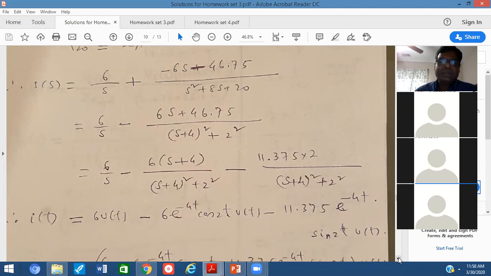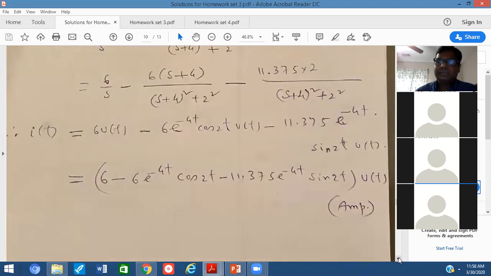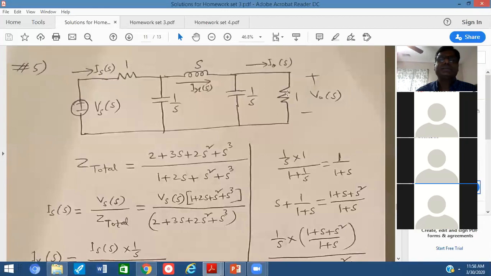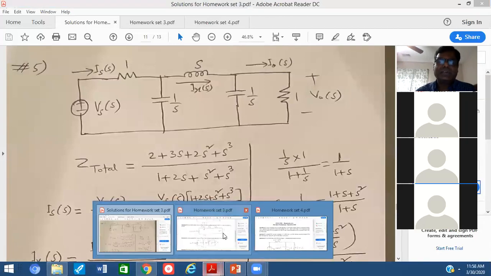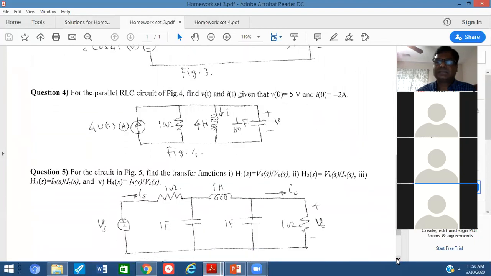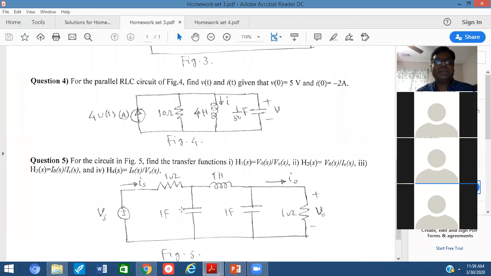Okay, and then moving forward. So this is number 5. This was the number 5 problem. You see the circuit was kind of small numbers, 1 Henry, 1 Farad, 1 Farad, 1 Ohm. But there are 4 questions. V naught over Vs, this is V naught, this is Vs. V naught over Is, here is Is. Number 3, I naught over Is, and then I naught over Vs.